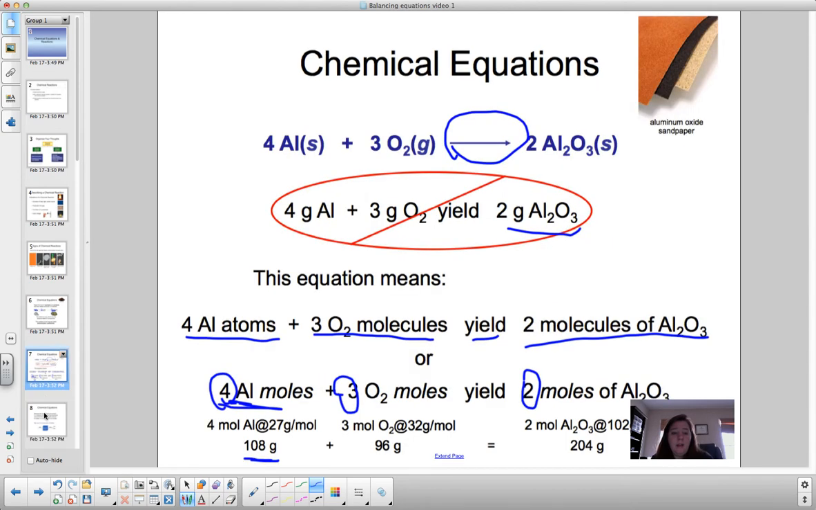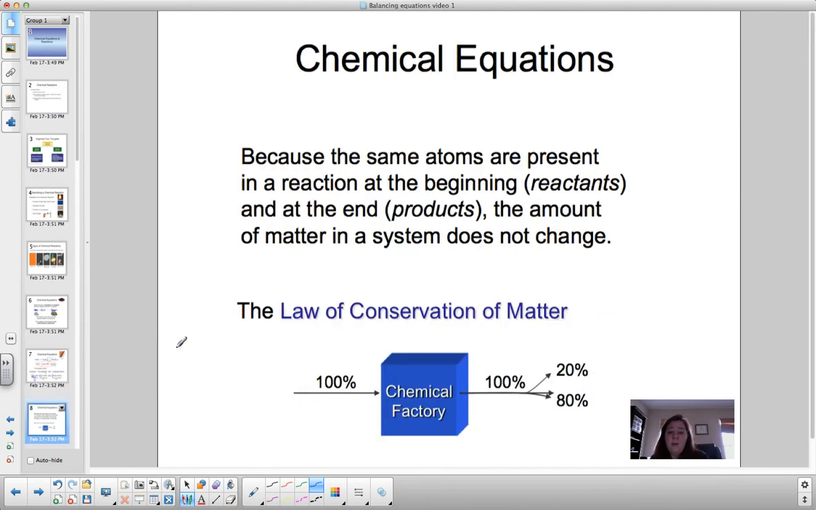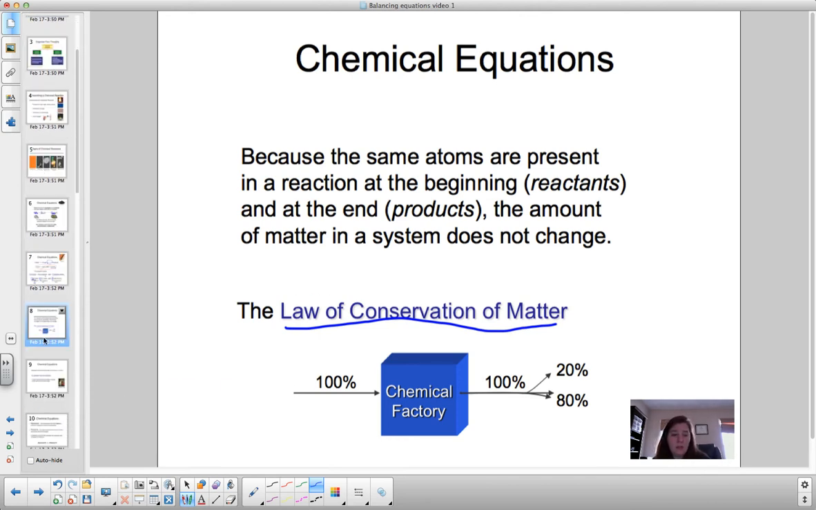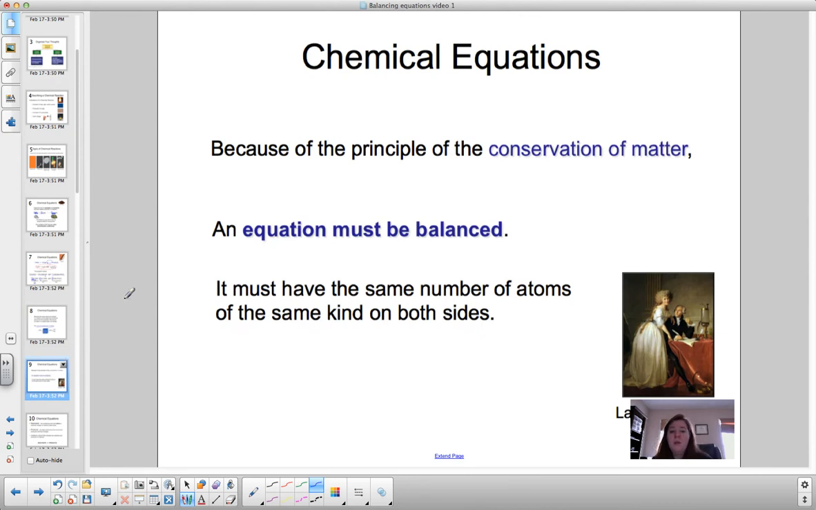If we look here, hopefully you remember this, the law of conservation of matter. We need to make sure that the reactants at the beginning equal the products at the end. The amount of matter in a system does not change. So if we input 100%, somehow we also have to output 100%. This is the reason why we are balancing these equations, and why it'll make sense hopefully here in a few minutes. Because of the principle of the conservation of matter, the equation must be balanced.